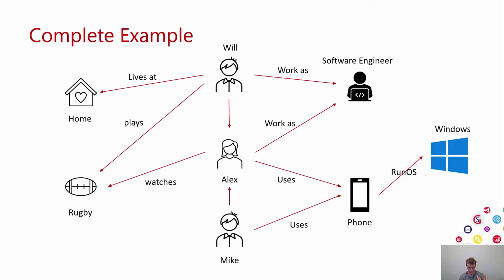I've got a relationship between an entity Mike who uses a phone which runs Windows OS, and basically what I'm trying to showcase here is that by using graph databases, we can actually build out relationships between data that may not appear connected, but may not be obviously connected together, but we can actually use graph databases to connect and express these relationships between these entities quite effectively and efficiently.